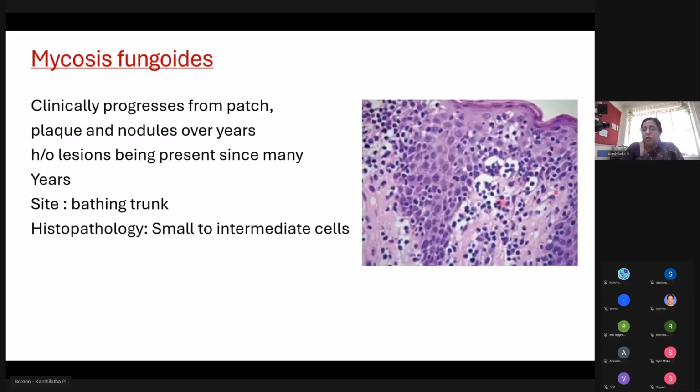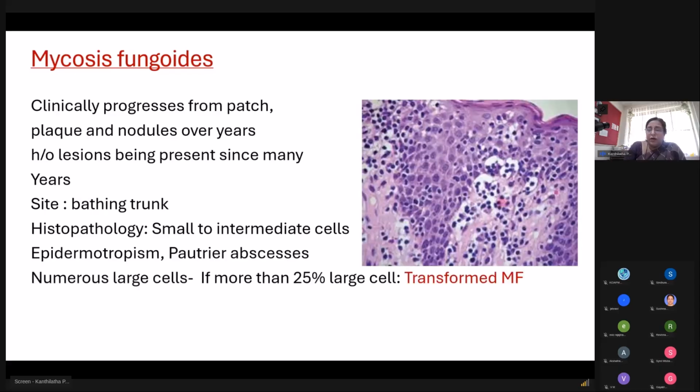Now, histopathology normally shows small to intermediate cells. You can see that they almost look like small lymphocytes. This is not our case. I'm just showing a usual mycosis fungoides. This is how it appears. You see the cells, they almost look like small lymphocytes, maybe slightly bigger. You see them in the upper epidermis, and then epidermotropism and forming some Pautrier microabscesses. So if you have more than 25% of large cells, then it is likely to be a transformed MF, which usually happens when the lesions have been there for many years.